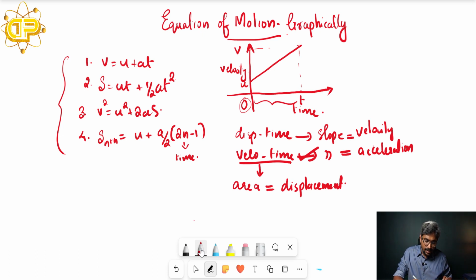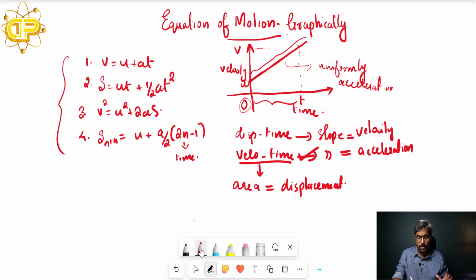And a straight line in a velocity time graph tells you that it's a uniformly accelerated motion. All four equations deal with which type of movement? A uniformly accelerated movement. That's why you're getting a straight line. These are the basic ideas of a graph.